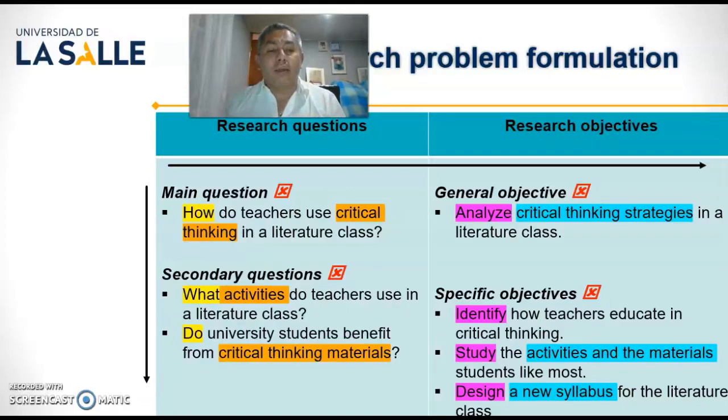And also, one has a WH question, what activities, and the second one is a yes/no question, do university students. We should not have yes/no questions in research questions. Okay, we're going to stop here and we'll continue in the second video.